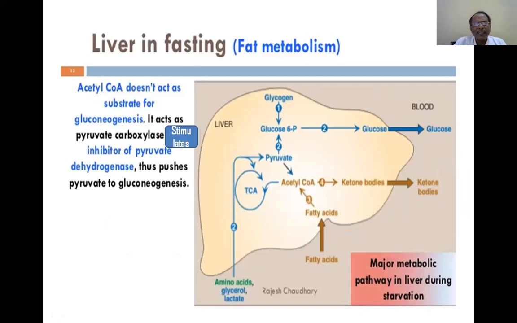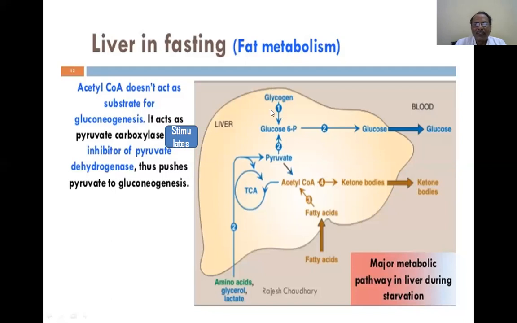And here, regarding fat metabolism in the liver, acetyl-CoA does not act as a substrate for gluconeogenesis. Just now I said it acts on pyruvate carboxylase only to stimulate it. And acetyl-CoA is an inhibitor of pyruvate kinase, thus pushes pyruvate towards gluconeogenesis in this fasting state. The major metabolic pathway in the liver during starvation.